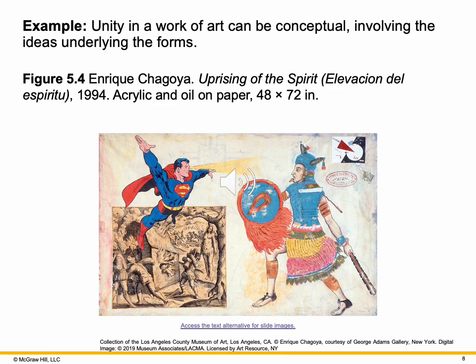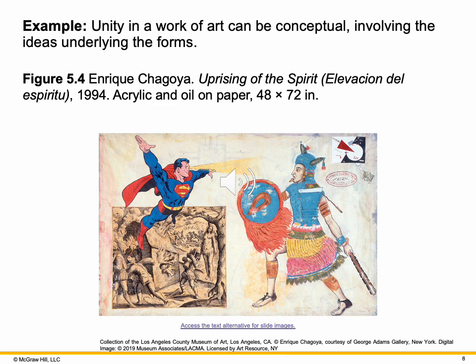This large painting features the 20th century American superhero, Superman, battling against the ancient Mexican ruler who carries a feather shield. Below Superman is a scene of European colonizers committing atrocities against the Native Americans. Chagoya appropriated this imagery. The ruler came from a 16th century Mexican manuscript, Superman from a popular comic book, and the scene of the atrocities from a 16th century European print.